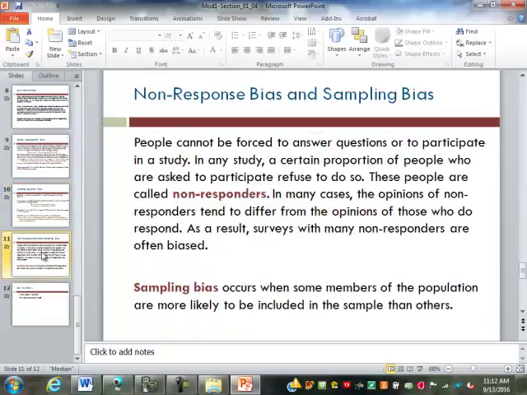So, non-response bias. If people can choose not to respond, then those who don't respond, in many cases, have opinions that they can tell do not fit in with the interviewer or the circumstance they're in, so they refuse to answer because they don't want to cause that conflict. So you can see sampling bias occurs when certain members of the population are more likely to be included in the sample than others, and those members have a certain characteristic that makes them more likely to be in that sample.